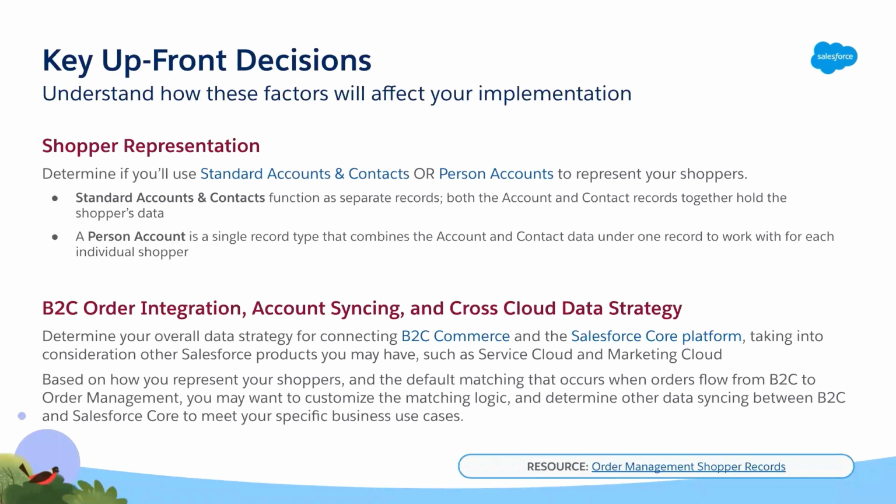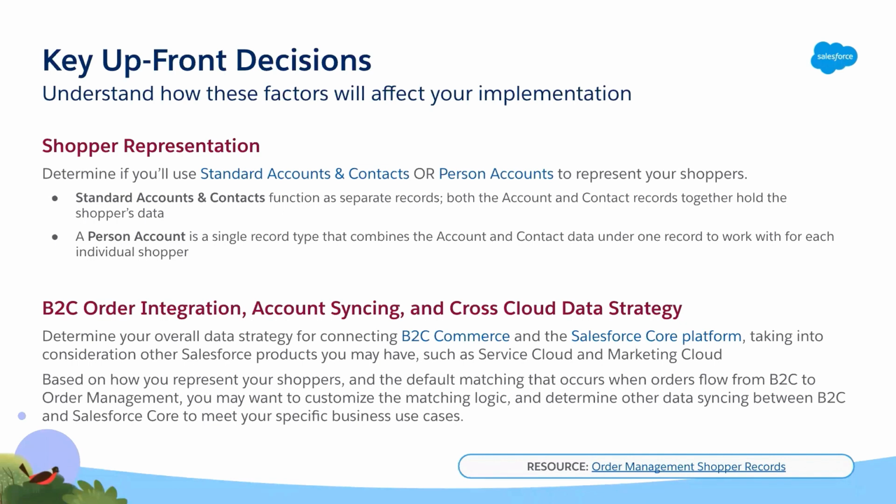Lastly, there are some key upfront decisions that need to be made prior to implementation. In Salesforce, accounts represent business entities and contacts represent individuals associated with those accounts. To represent a shopper in commerce transactions, you need elements of both objects. So order management can represent shoppers in two ways. The first is using standard accounts and contacts. These function as separate records. Both the account and contact records together hold the shopper data.